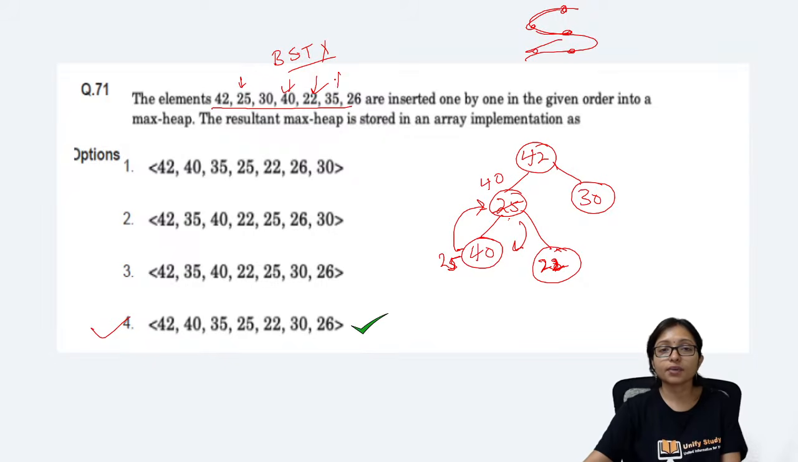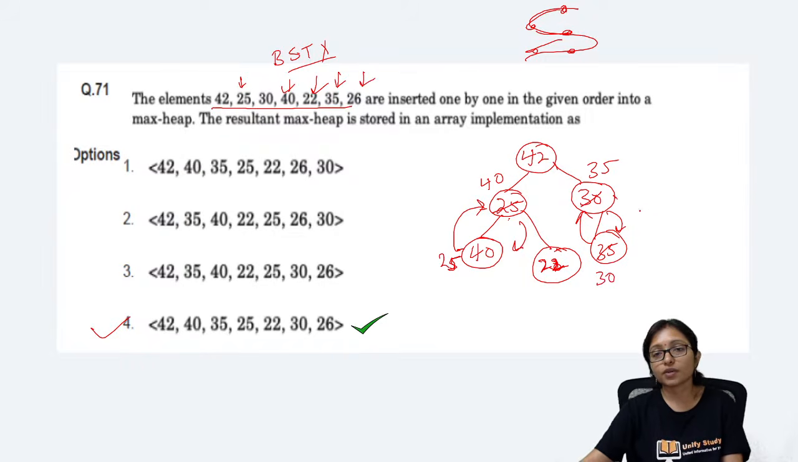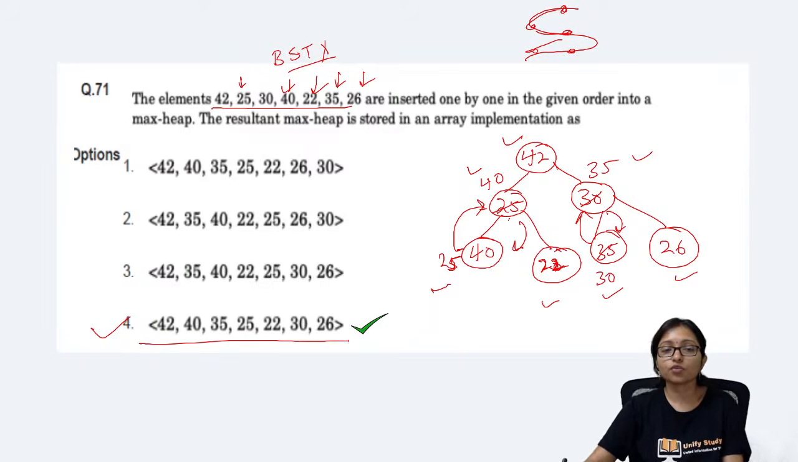After that, the next element is 35. So whenever I am inserting 35, is it in the correct place? No. I have to do again the heapify operation, that is the swapping. So here will be 35 and here will be 30. After that, next element is 26. So 26 will be here, no problem. So it is your final tree now. Now what is the order? The order is 42, 40, 35, 25, 22, 30, 26. This is the correct answer.